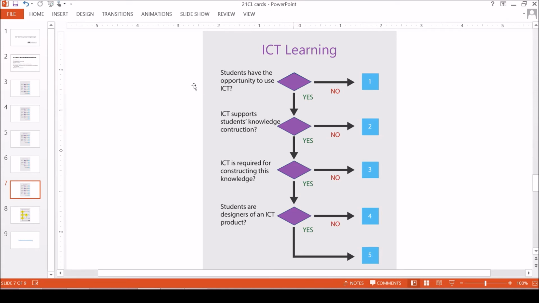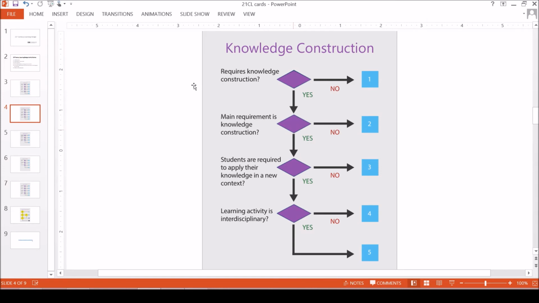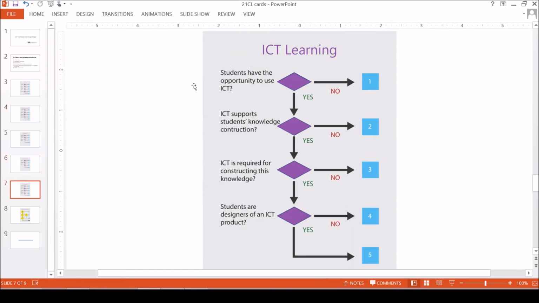Second diamond, is ICT supporting students' knowledge construction? Well, no, because the students aren't really constructing knowledge. If you recall, and if I pop back up in here to the second rubric we went through, the first question is, does this require knowledge construction? We decided no, it really doesn't. So it would be hard for technology then to facilitate that knowledge construction because they're not really doing it.